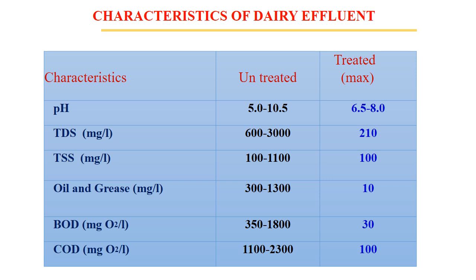TDS, total dissolved solids, in mg per liter, is 600 to 3000, but in treated water it should be 210. The total suspended solids, TSS, could be 100 to 1100, but in treated water it should be 100. In oil and gas, milligram per liter, it could be 300 to 1300, but the permissible is 10. Then BOD could be 350 to 1800, but the permissible limit is 30. And COD, the untreated water can be 1100 to 2300, and the maximum permitted is 100. So this shows an idea about the level of effluent and what it should be after the treatment.